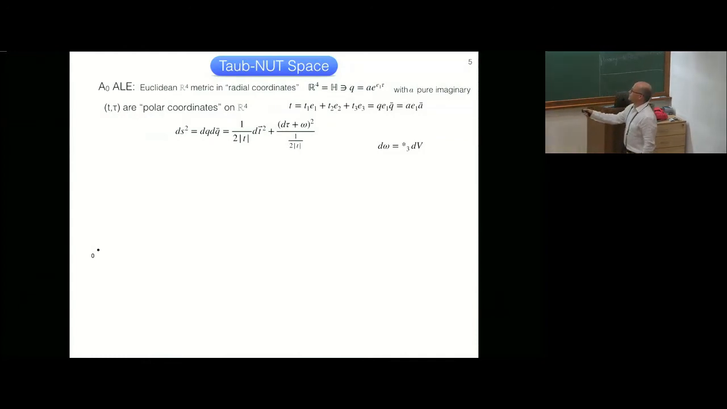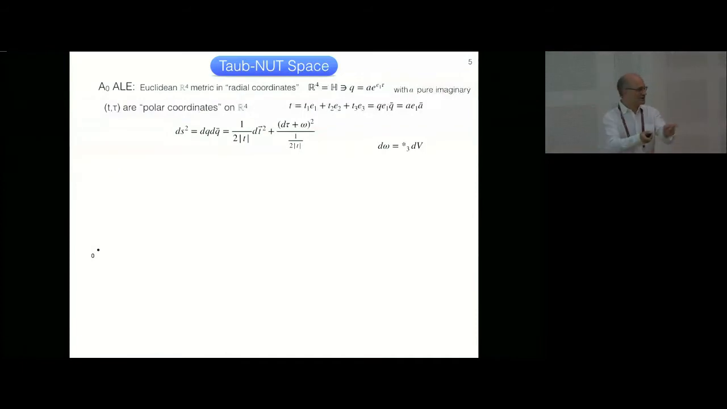Well, because we are in R4 in polar coordinates, instead of 1 radial coordinate, there will be 3 of them. And the way they appear is that if you look at this combination, Q, E1, Q bar, that is independent of tau, and it's pure imaginary. So you can write it in terms of T1, T2, and T3. These, if you wish, are your radial coordinates. They take values in R3.